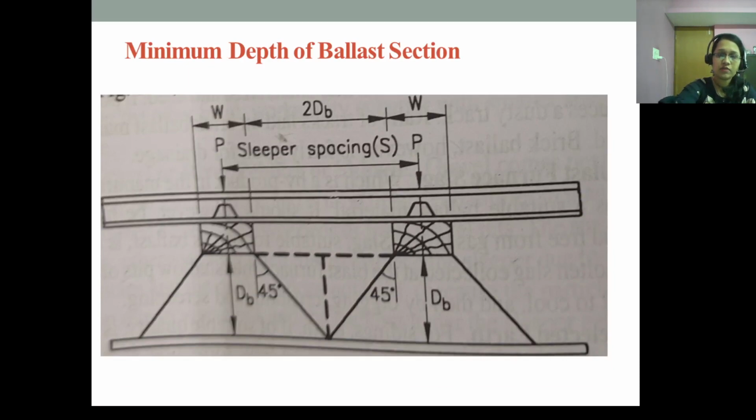Then coming to the minimum depth of the ballast section. As you can see in this figure, this is the sleeper spacing which is provided. The size and section of the ballast, as I told you, will vary from 1.9 centimeters to 5.1 centimeters. Regarding the minimum depth of the ballast section, the lines of equal pressure in the ballast under the wheel loads are in the shape of a bulb.